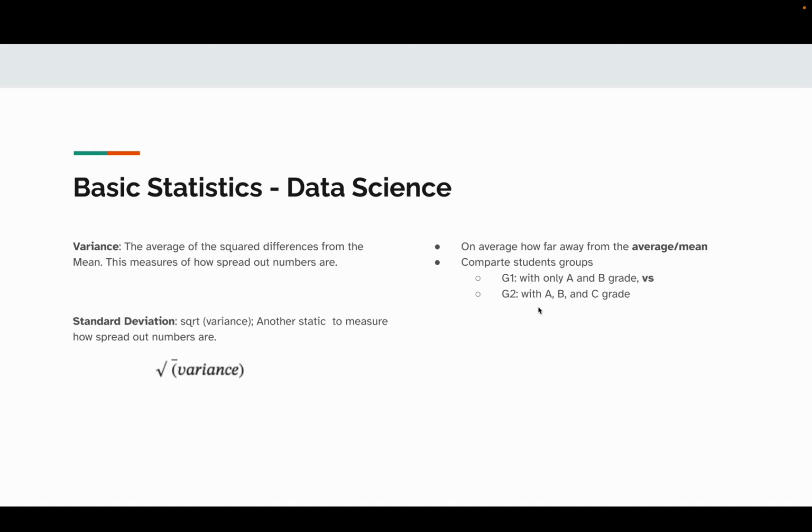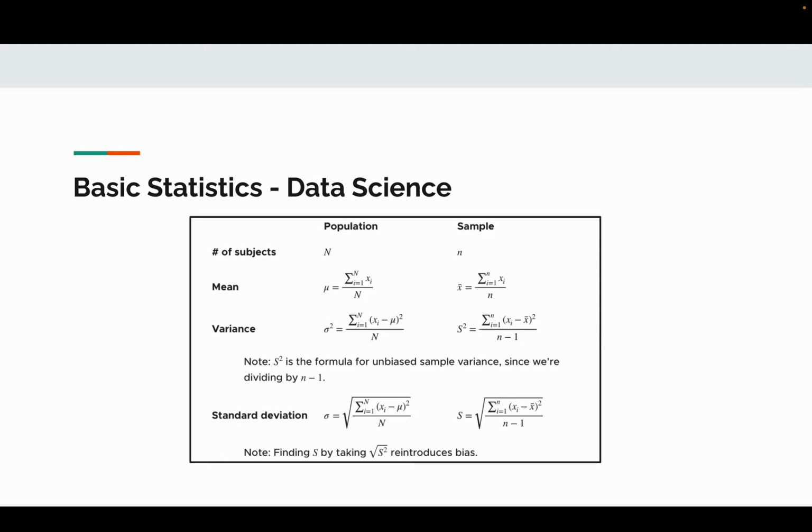If you compare these 2 groups, we can say that group 1 is stronger, while in group 2 the students have more varying strength. We talked about the mean, the mode, and the median. Those are measures of the central characteristics of the data, and the variance is how much spread the data has.